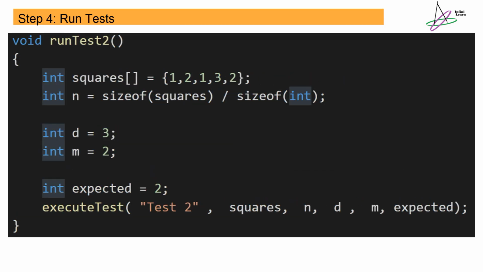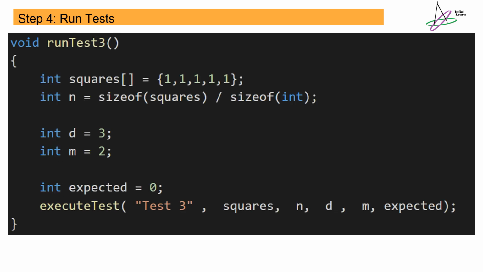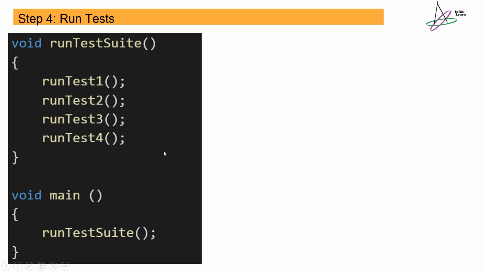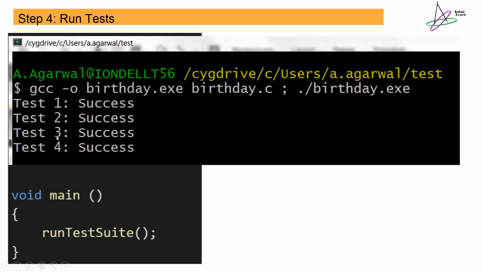On similar lines, we have other tests where we are having different inputs. This one doesn't match any, so this is 0. And there you have the 5th month, so we have to make the sum of 5 squares. And as we run, we combine this into a test suite, and we run the test suite. All these test cases pass. Had any of them failed, we would have seen a problem here, and we could have just gone and fixed the logic.